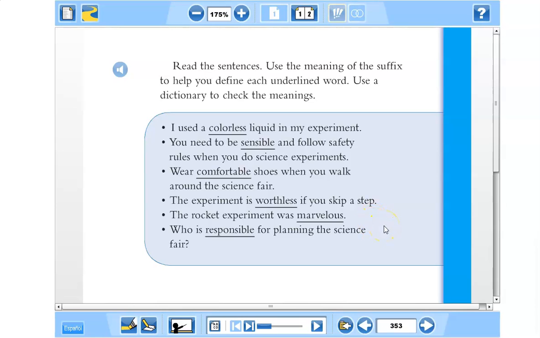Then we go to, the rocket experiment was marvelous. So we think about marvelous and we find the root word marvel, and we see that OUS means full of marvel. And then we go to the last one, who is responsible for planning the science fair? We go to the underlined word, which is responsible. We find the root word, which is response. We look at able, which means capable of response.